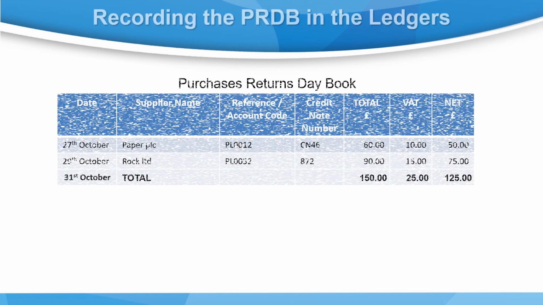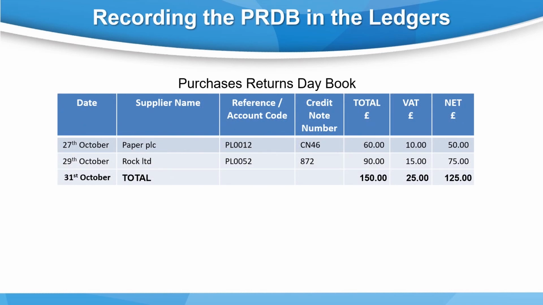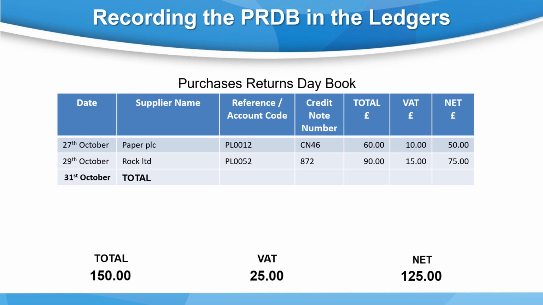Now we've dealt with the Purchases Daybook, we'll look at the Purchases Returns Daybook. In the previous video, we left the Purchases Returns Daybook like this. Again, when posting to the General Ledger, we'll only need the totals. The grand total, the VAT, and the net total.